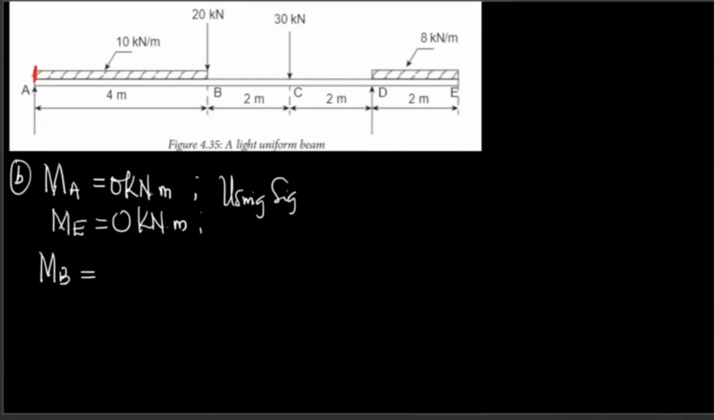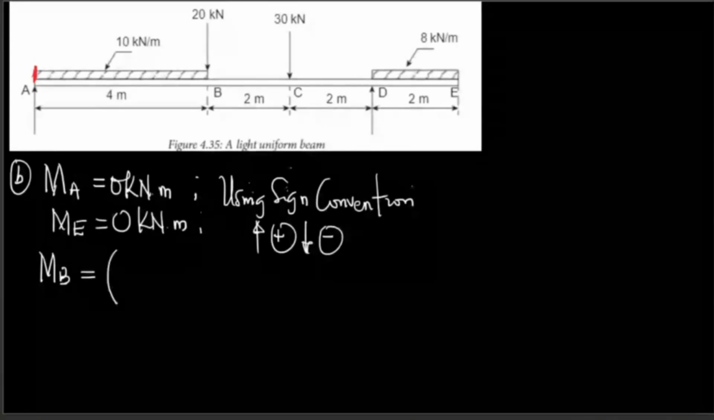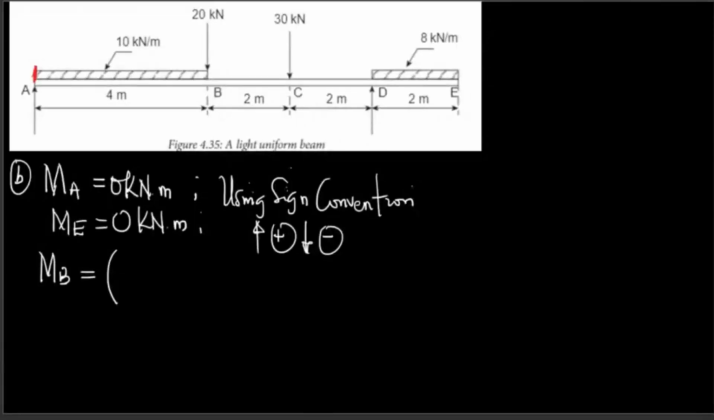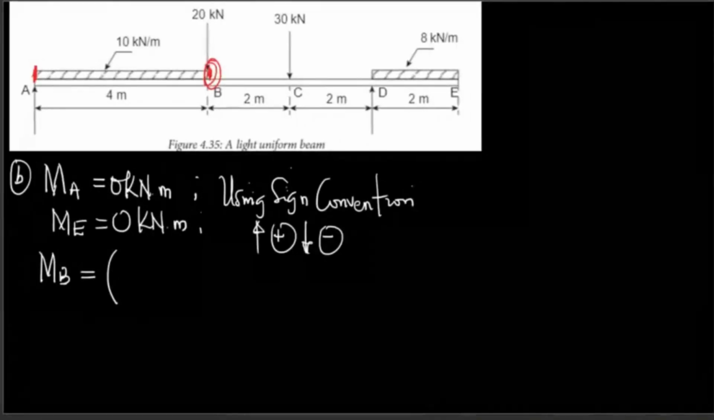Okay, so we just need to calculate the bending moment at B and the bending moment at C. This is where we are going to be using the sign convention. And I want you guys to concentrate on the sign convention. When the arrow is pointing up, positive. When it is pointing down, negative.